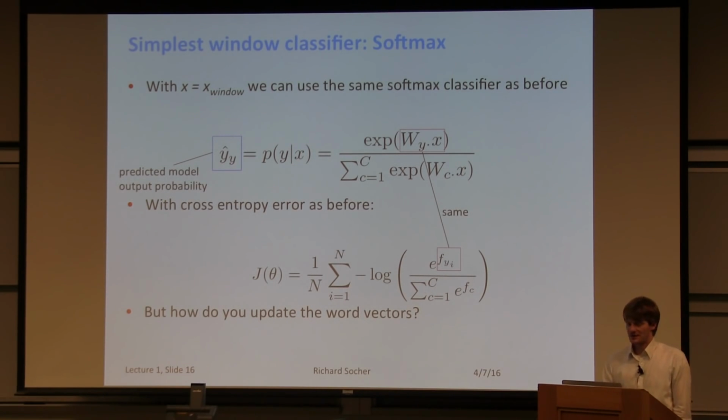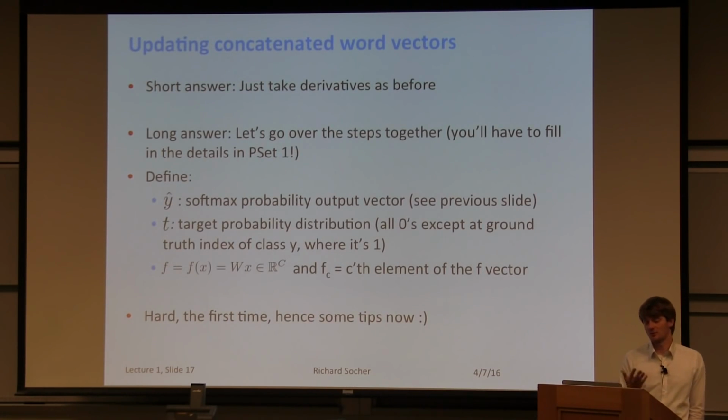So now the question is, how do you update the word vectors, right? The default here would be we just update W. And the short answer is, well, we just take derivatives as before, but we apply the chain rule again. We don't just go to the W when we take derivatives, but we go one step further. And that's one of the things you'll have to do in problem set 1.